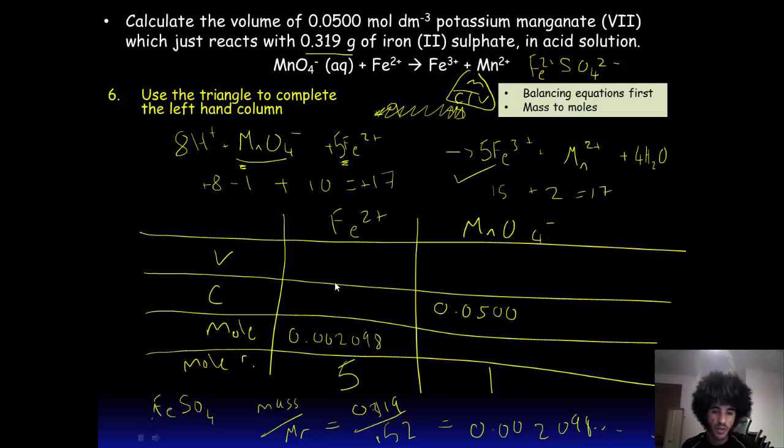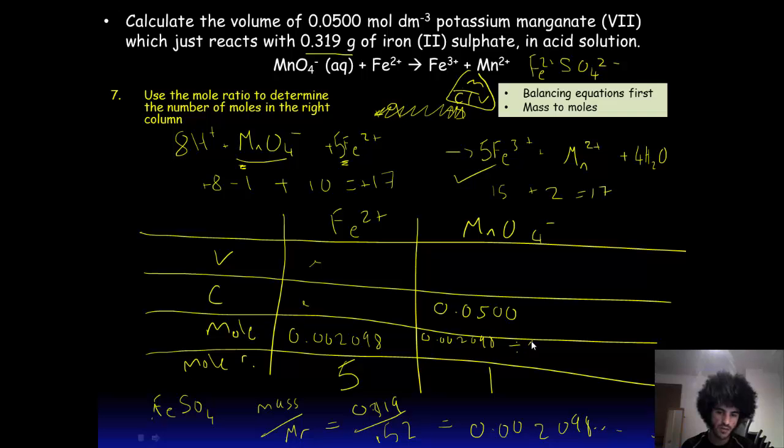Now, I can't actually do that because I haven't got any concentration or volume. I'm going to skip that for now. But now it's going to say, use the mole ratio to determine the number of moles in the right column. I know I have this many, and I know the ratio is 5:1. So to work out the number of moles on this side, I have to divide by 5, because it's going to be 5:1. So 0.002098 divided by 5, which gives me 4.220 times 10 to the minus 4. All right. Okay.